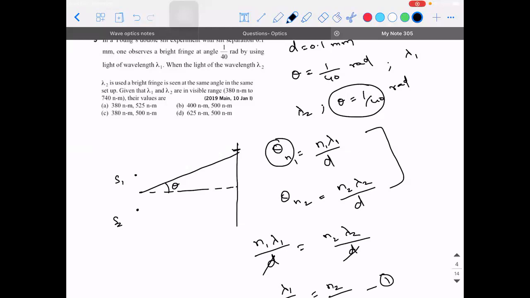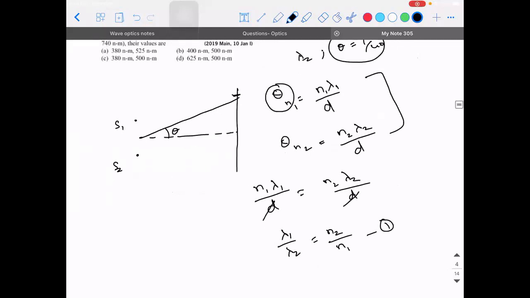I think we have to go with trial and error. The data is insufficient in the question. So many unknowns, 4 unknowns, and we have only one equation. So we have to go only with the trial and error method. So what can we do? N1 lambda 1 by lambda 2 should be an integer, correct?